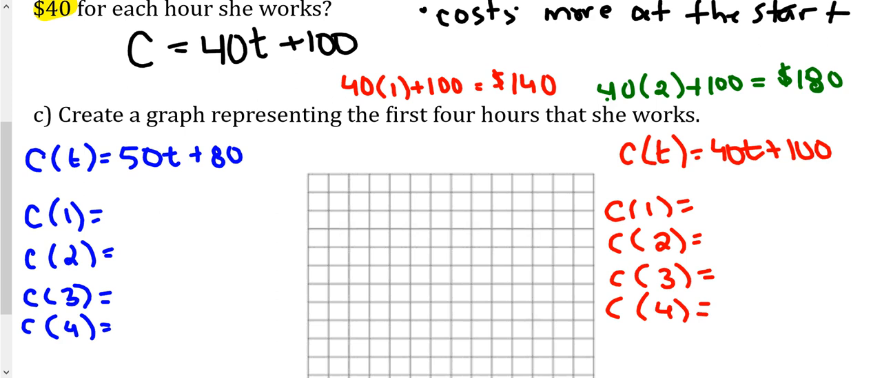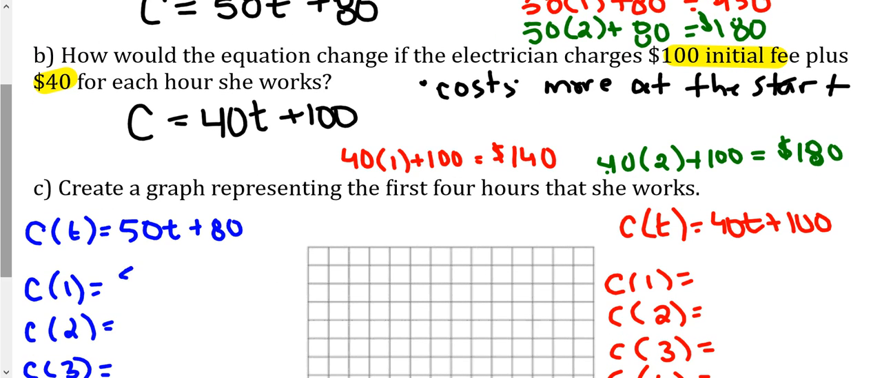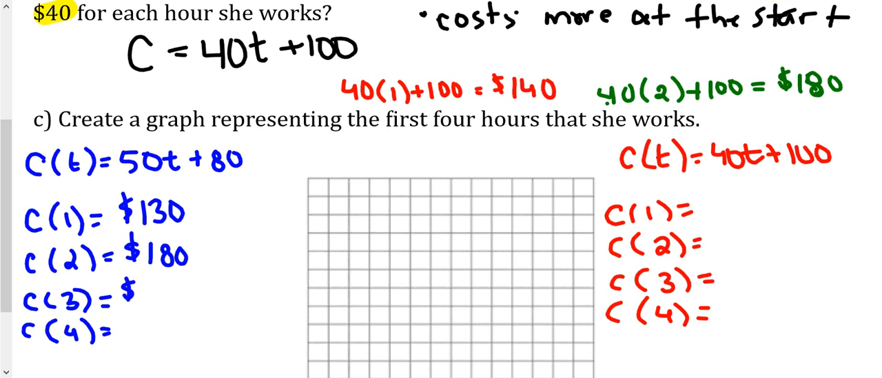So 1 hour, we already said for the first electrician was $130. For the second hour was $180. For the third hour, let's write that down. We're going to do 50 times 3 plus 80. So $150 plus 80 more dollars is going to be $230. And then the cost for 4 hours is going to be $280.